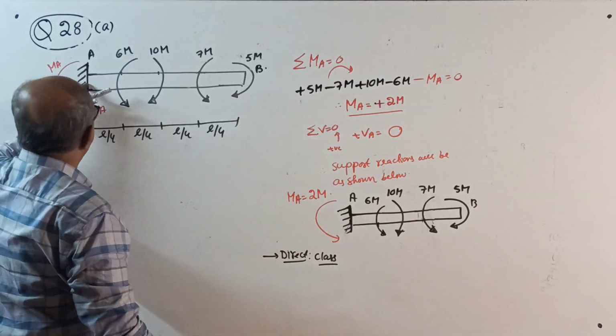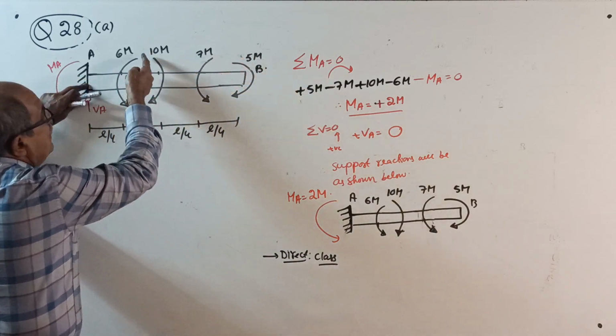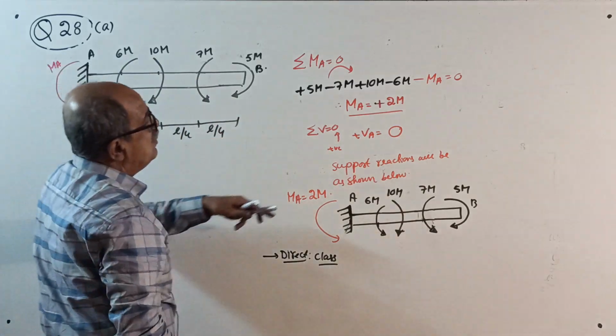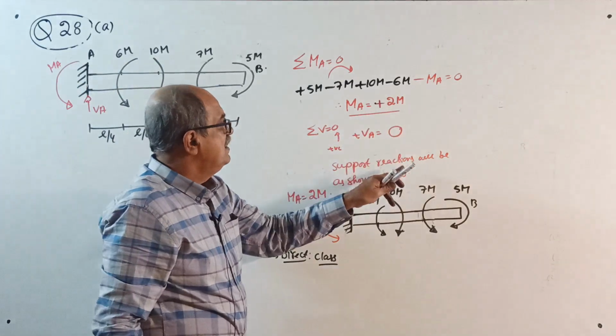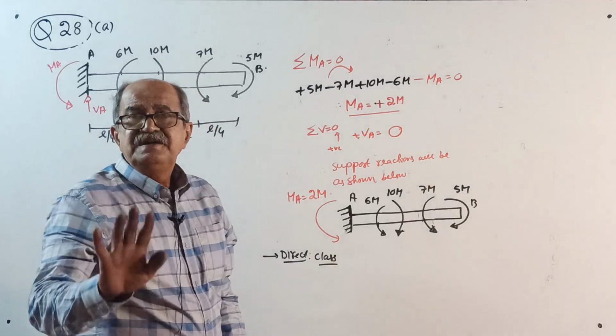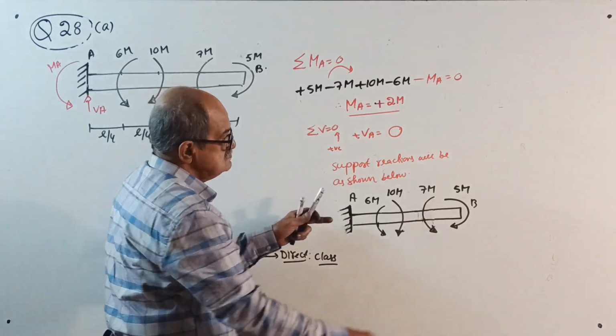Okay, take moment about A. Plus 5m, minus 7m, plus 10m, minus 6m, no load into distance L by 4, minus MA equals 0, so MA is plus 2m. Sigma V equals 0, so VA is 0. This is the answer. Direct answer. How?